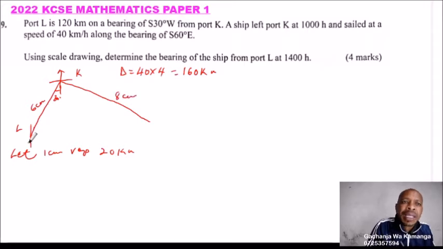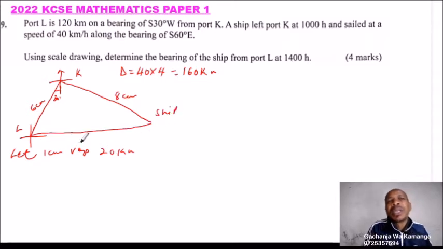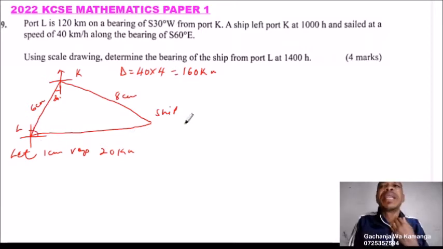So to get the compass bearing of L to where the ship is, this is a ship. So we draw a line here to join there. So that is where. Then we measure this angle. So that's a sketch. Now we make the actual drawing.